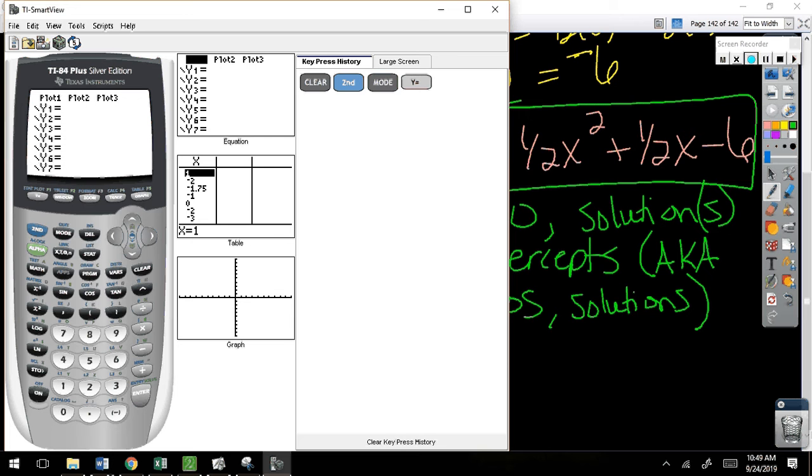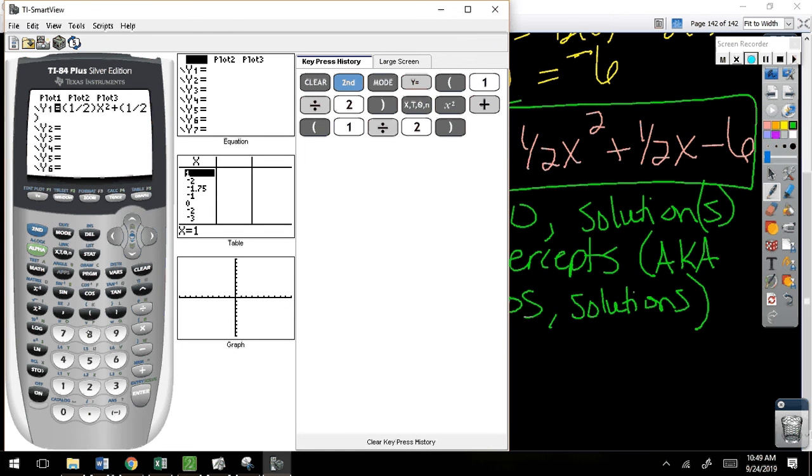Oh my goodness. All right. 1/2 x squared. It is a parabola. Plus, y'all, I really had a brain fart. I forgot that we had done all that graphing before, so this won't be so bad. Minus 6. It's 1/2 x squared plus 1/2 x minus 6. Because it's squared, it is going to give us a parabola.